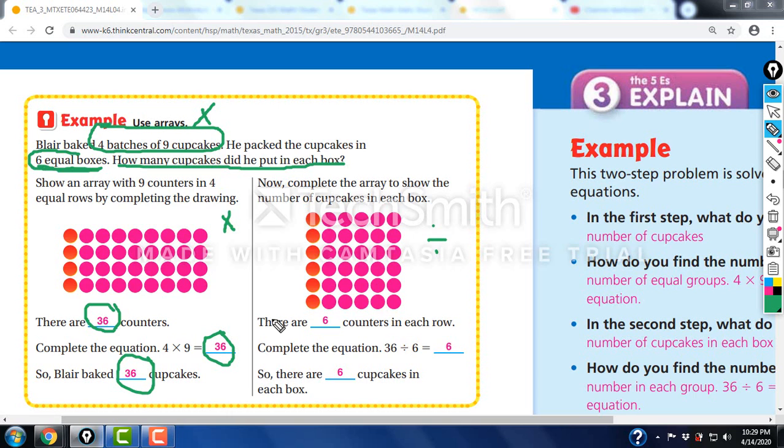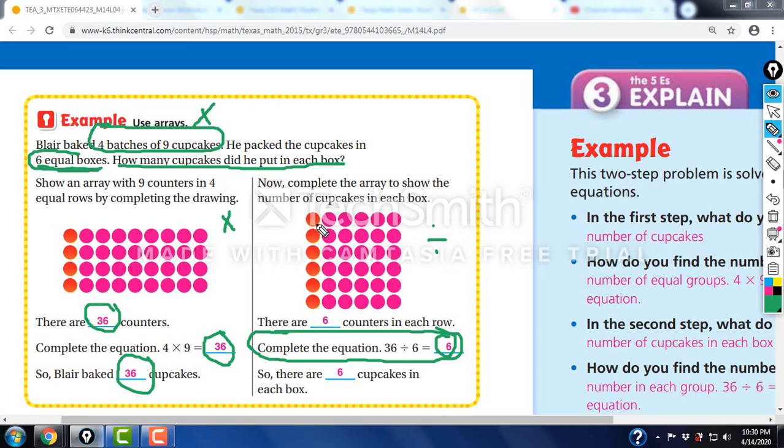I know she put them in 6 equal boxes. So here's the division problem. 36 divided by 6 gives me 6. I know each box is going to have 6. So each box will have 6.